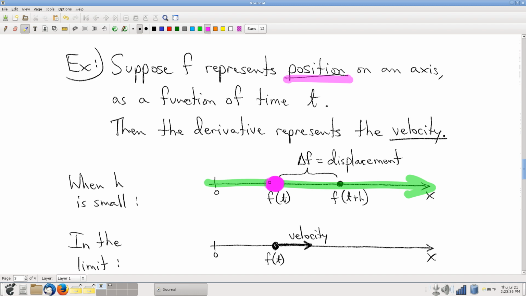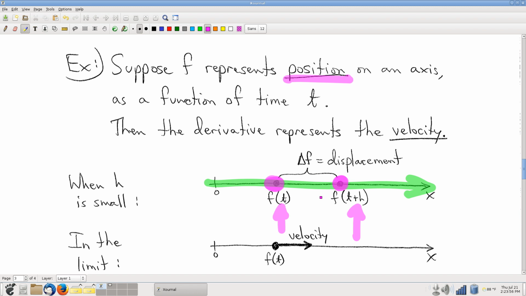So here's where we are at time t, right? And then some small amount of time later, some time h later, we're at time t plus h, and we're at this point there. So with this picture, not a graph, just thinking of the function as representing position as a function of time.